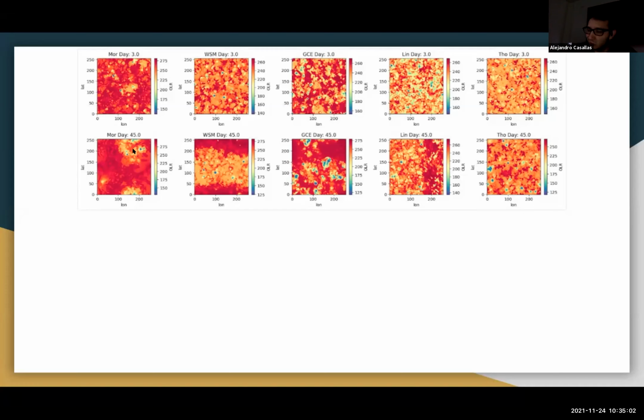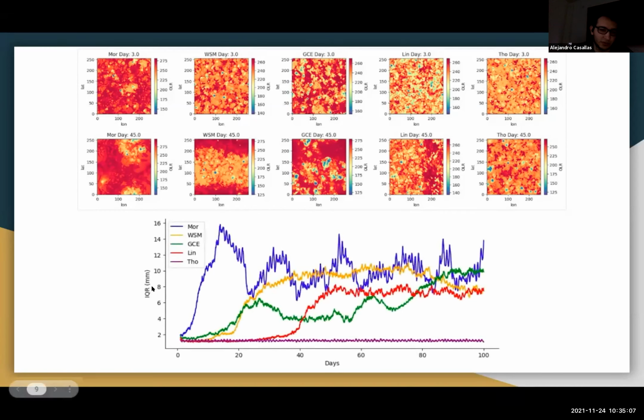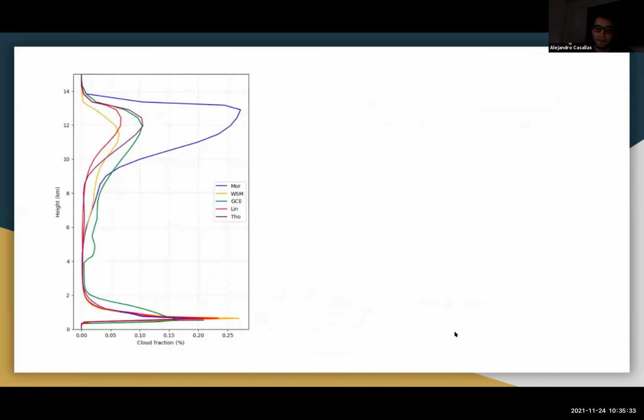But to know that it is organized, there is a metric, and there are several metrics, but I decided to use here the interquartile range, that is the 75th percentile of water vapor minus the 25th percentile. And when you have a quick change, a steeper change here in the interquartile range, you know that you have organization. So here you see, okay, for Morrison, WSM, GCE, and Lin, we got organization, but not for Thompson. So why?